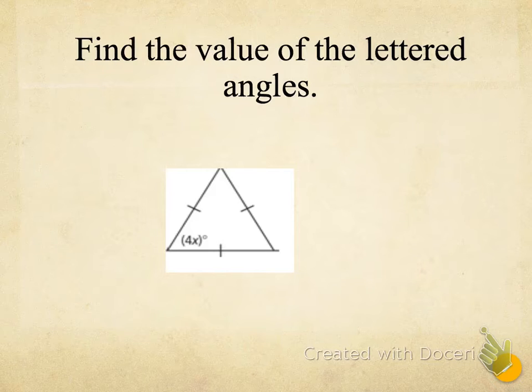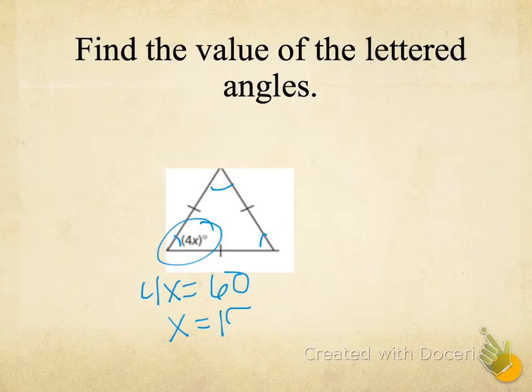Alright, this is an equilateral triangle, so if it's equilateral, it's also equiangular, so that means all of these angles should be equal. If all angles in a triangle add to be 180, and it's an equiangular triangle, that means each of the angles is 60 degrees. So to find out what X is, I'm just going to take 4X and set it equal to 60. 60 divided by 4 is 15. So X then would be 15.